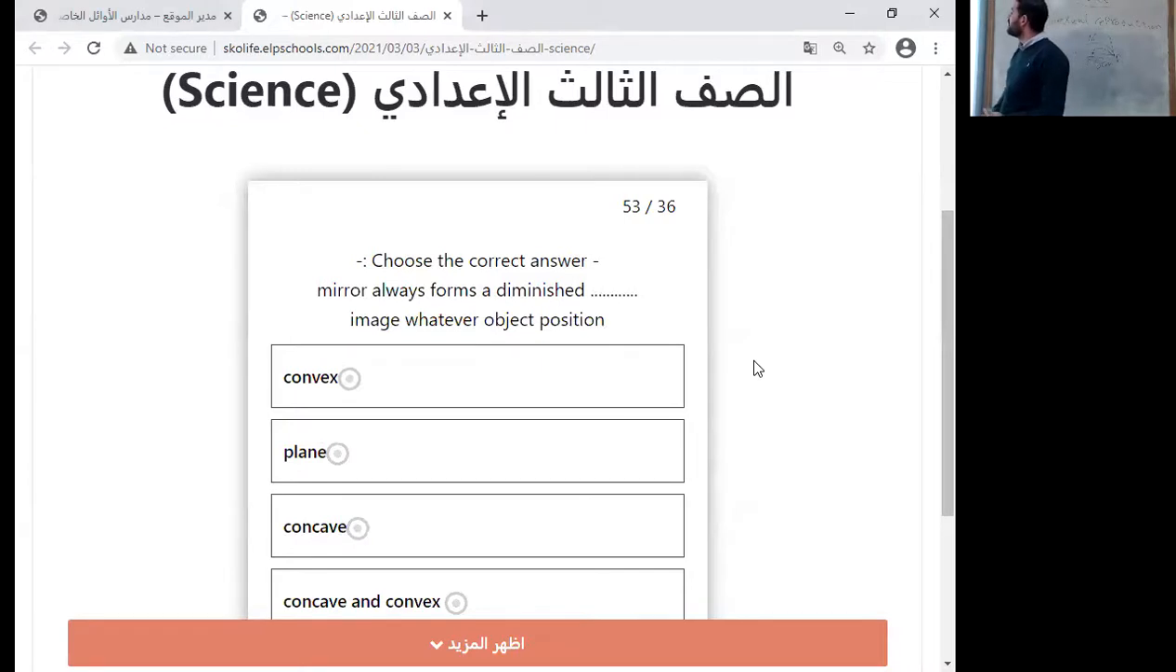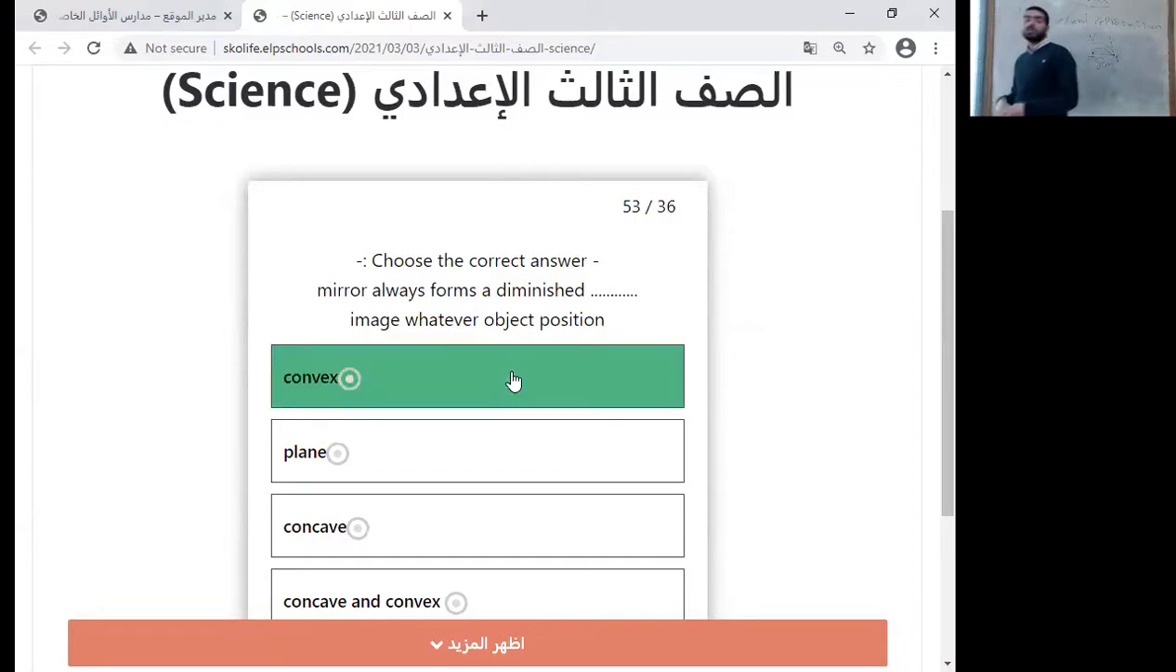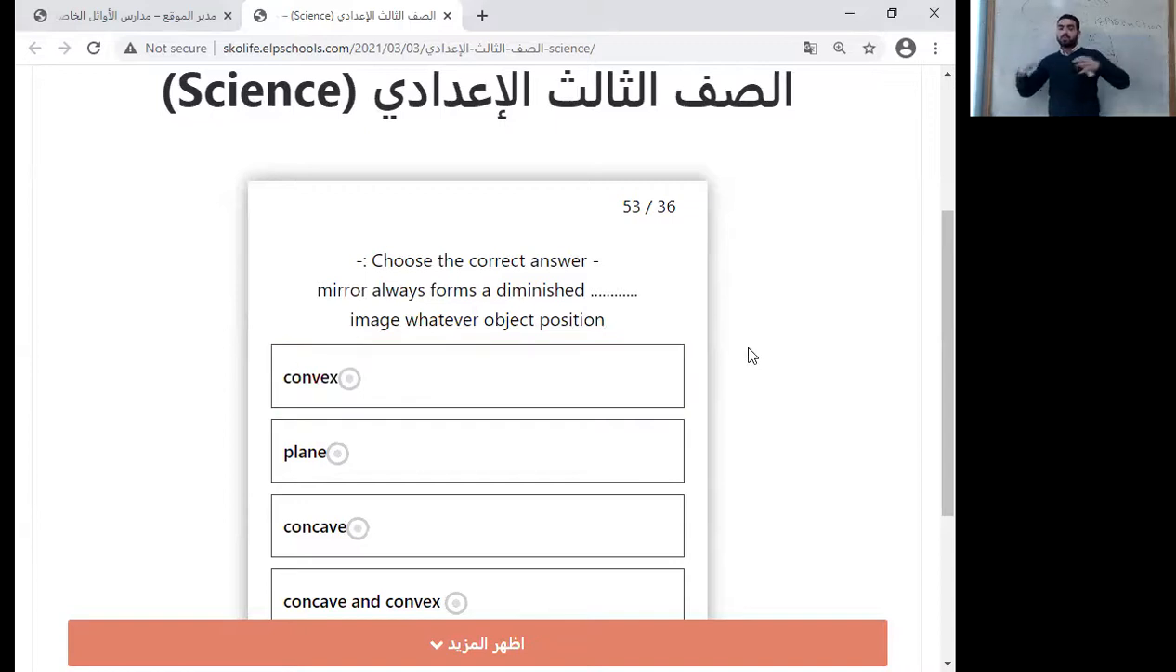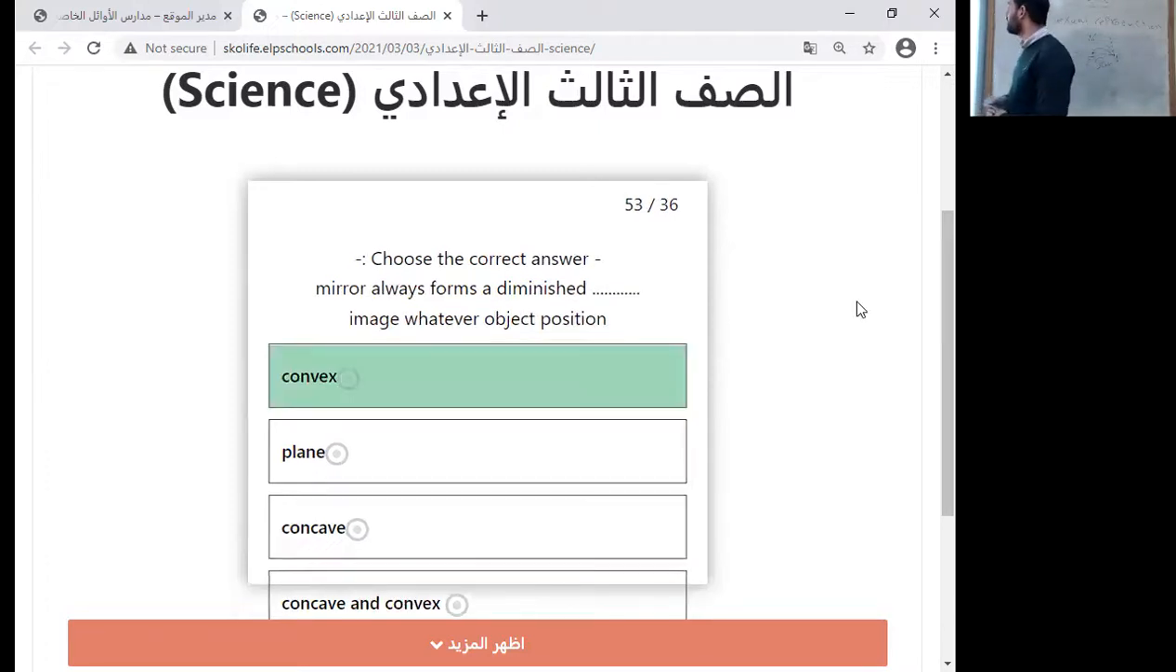A mirror that always forms a diminished image, whatever the object position. Okay, he's asking about the mirror: convex mirror, plane mirror, concave, and convex. The answer is convex mirror, and it is placed on the two sides of the car driver to form a small diminished image of the whole road for him. So the answer will be convex mirror.